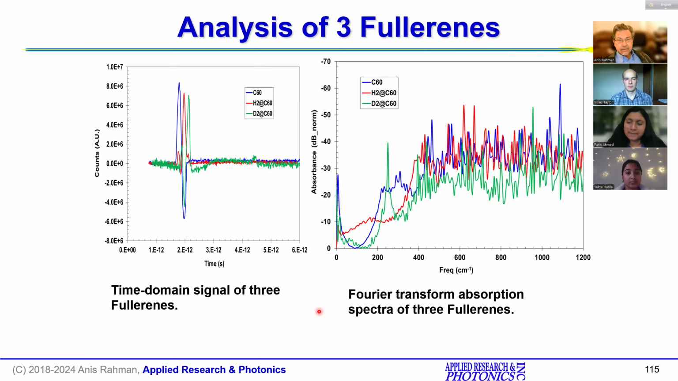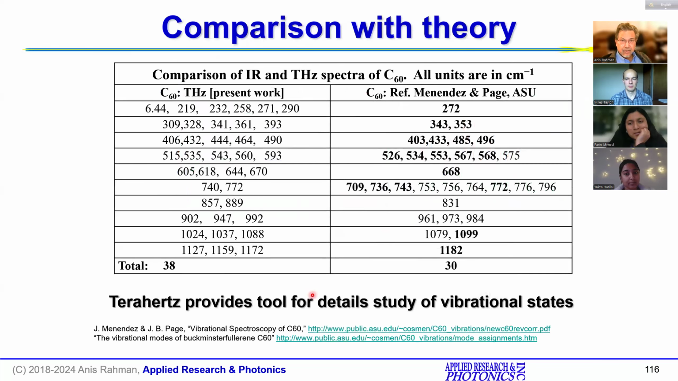Then we did the terahertz spectroscopy. As you can see, the blue is the C60. The red interferogram is the H2@C60. And the green one is the D2@C60. Now, as you know, deuterium is heavier than hydrogen, so we expect the spectra will be different. And then we enumerated those observed peaks against the peaks that I showed you before.